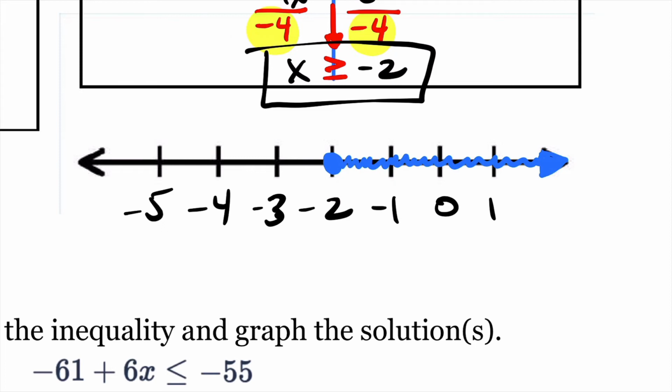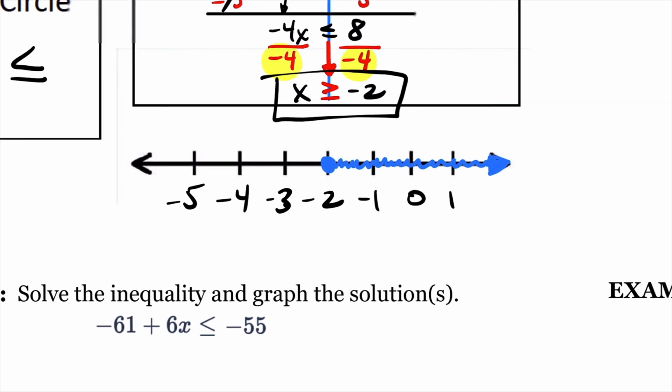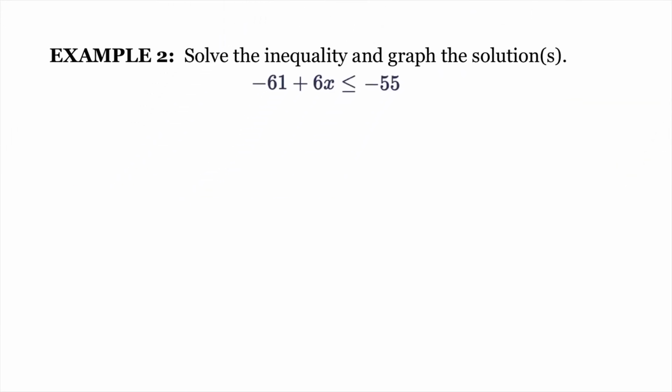So if someone said, is 10 going to be an answer? Is 10 going to be an answer? Yeah, it could be. Yeah, it will be, because this goes on forever and ever. Is -10 an answer? No, because that's on the left side, right? Okay. All right.